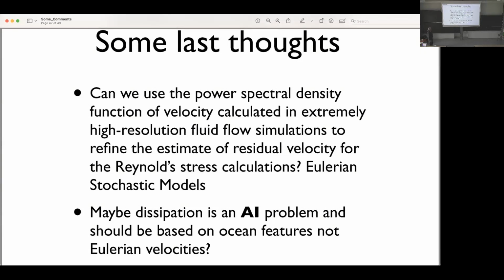And some last thoughts on all of this. Can we use the power spectral density function of velocity calculated from extremely high resolution fluid flow? Can we use these in ocean models by using Eulerian stochastic models? We would perturb our velocity fields, the U and V fields. We would perturb those from the model output at a given time using these Eulerian stochastic models, and then do that a lot, and then average over those results the divergence of the Reynolds stress terms.